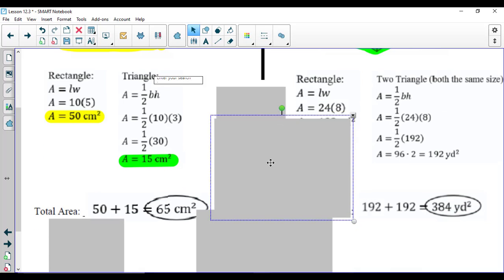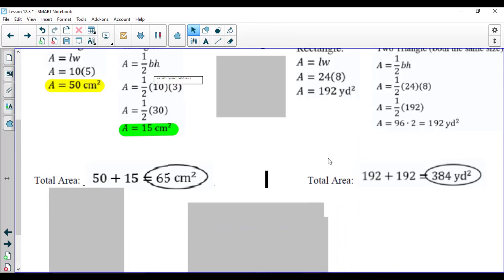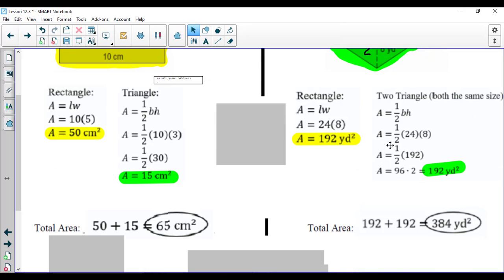So what we'll do from here is, we'll get all these gray boxes in the way apparently. What we'll do from here is we'll add the 192 that we got from the two triangles to the 192 that we got from the rectangle to get a total area. Whoops, I want that to be yellow, my fault. Erase that and highlight it in yellow. That'll be better for us. There we go. So the 192 from the rectangle to the 192 we have from the two triangles, and we'll get 384 yards squared for the total area.